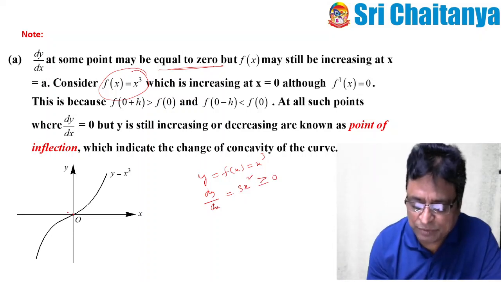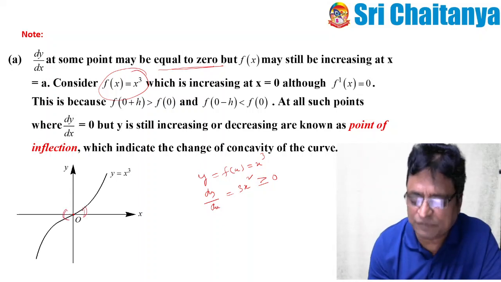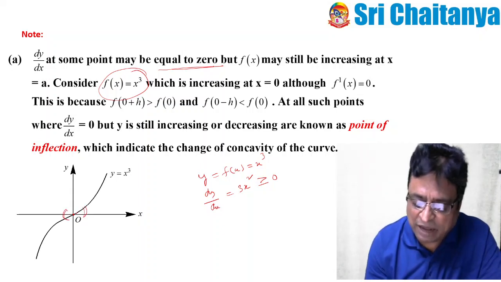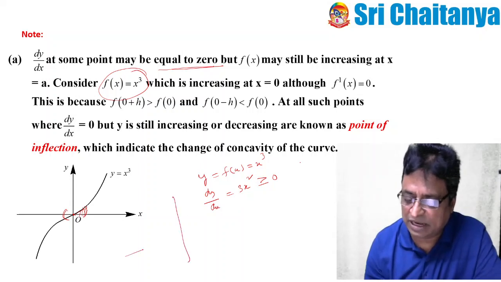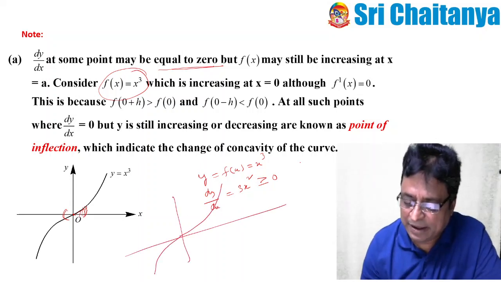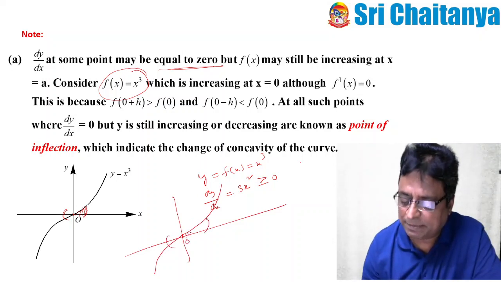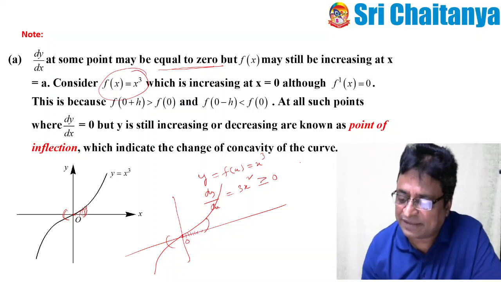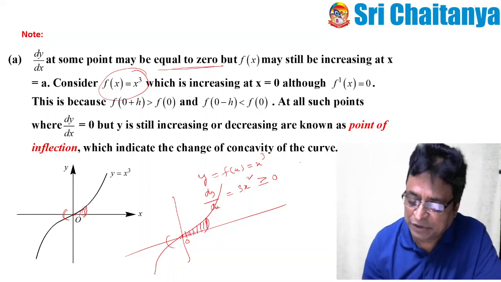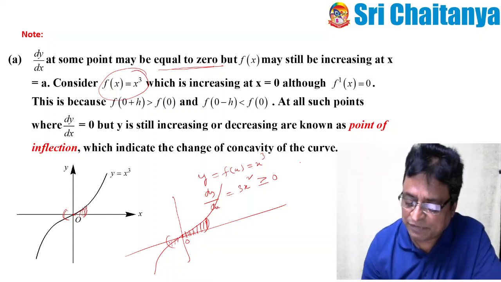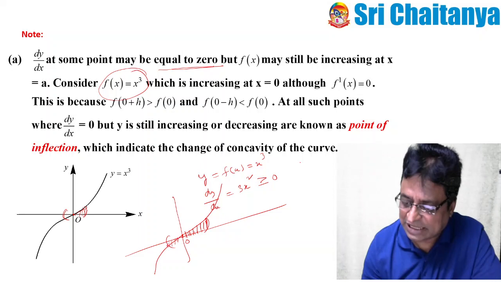Other than 0, if I am taking the neighborhood of 0, right of 0, all the values of your function are positive. See the graph I am drawing very clearly. This is the graph. Consider all points right of 0. That means all values of x are greater than 0 but nearer to 0. You find all values that are continuously increasing, and you take all values which are less than 0. Your dy by dx is less than 0.